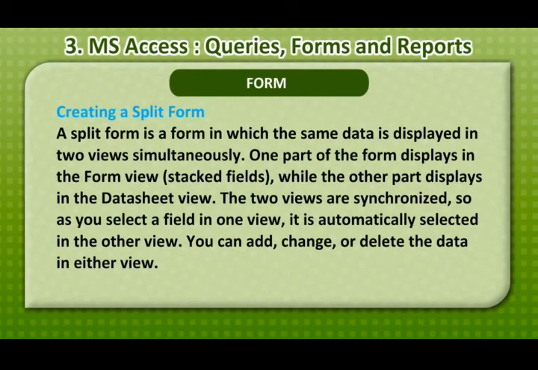Creating a split form. This is another type of form. A split form is a form in which the same data is displayed in two views. One part of the form is displayed in the form view, while the other part is displayed in the datasheet view. The two views are synchronized, so if you select a field in one view, it is automatically selected in the other view. You can add, change or delete the data in either view. Basically when we are filling online forms, this is the same category of forms we are creating for entering data.